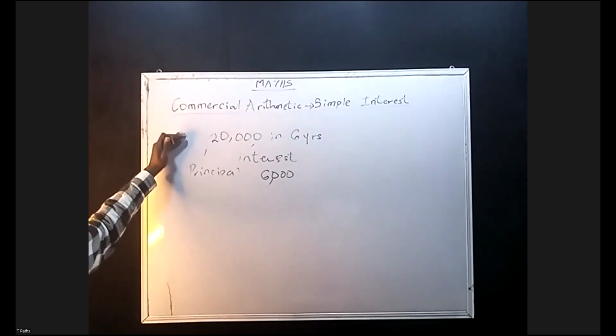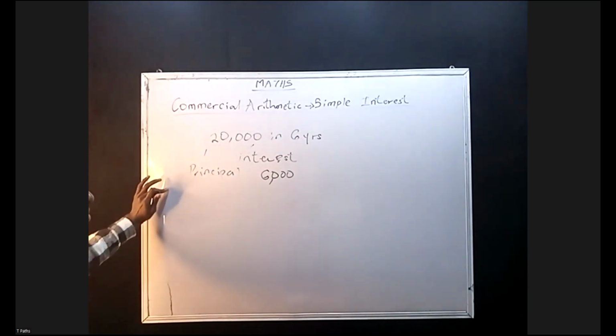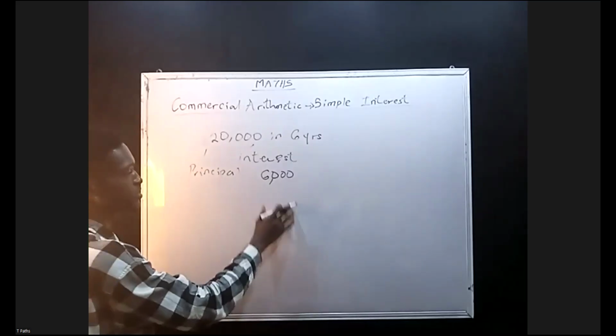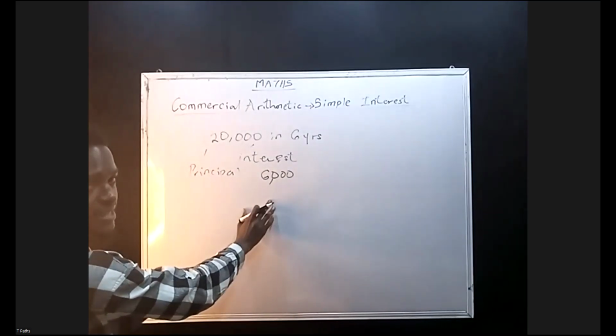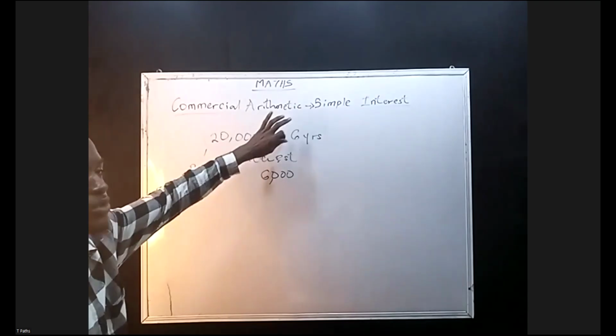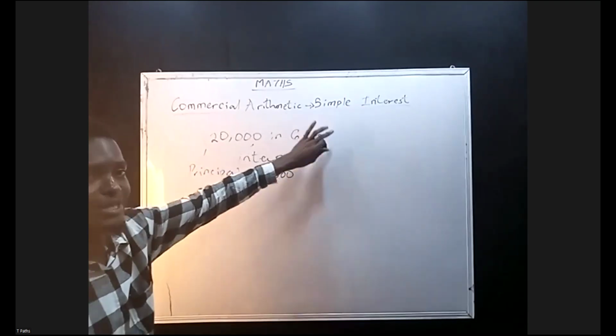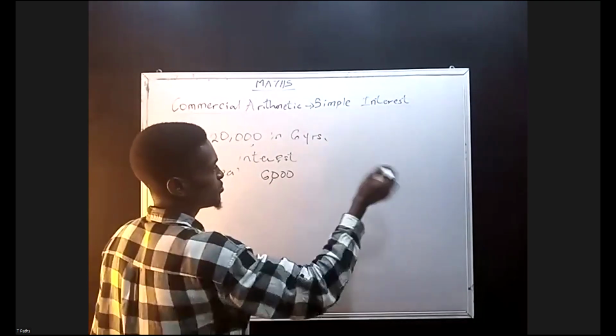Now, the 20,000 I borrowed initially is going to be my principal. The amount I'm adding to it, which is 6,000, is going to be my interest. While the number of years it is going to take is going to be the time. The number of years I'm required to pay back is the time.